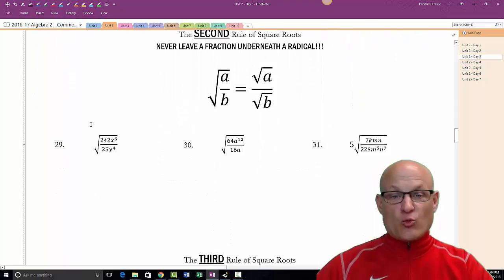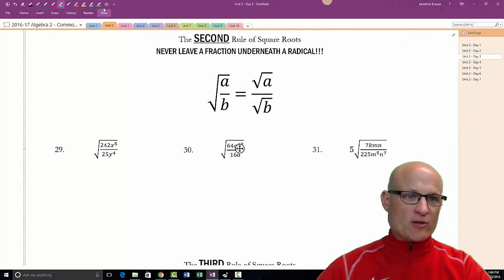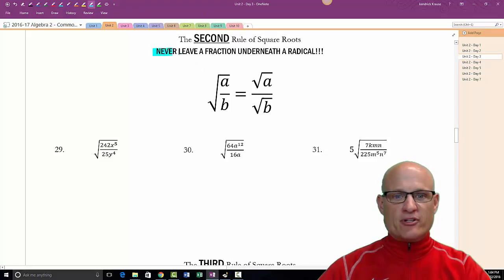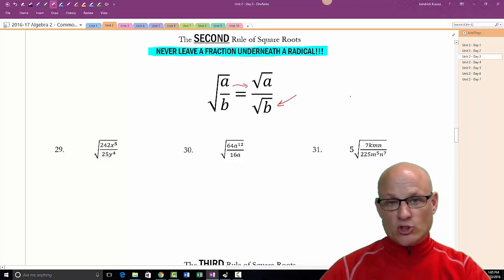Another thing, rule, we call them rules. They're not official rules, but the second rule of square roots is you should really never leave a fraction under a radical, or you should never leave a radical in the denominator. Never leave a radical in the denominator. So we want to look at simplifying this. We should not have this, but you do need to understand that this is a legal move. It's fine. You can do that.